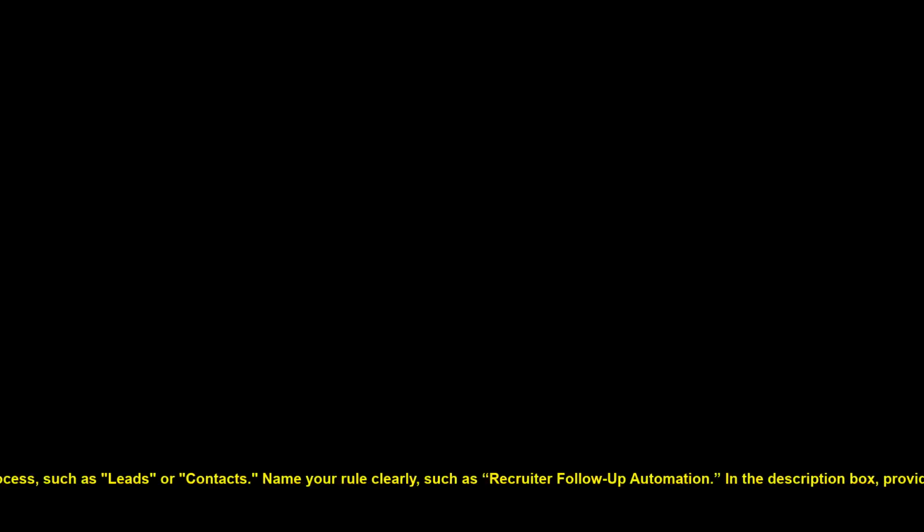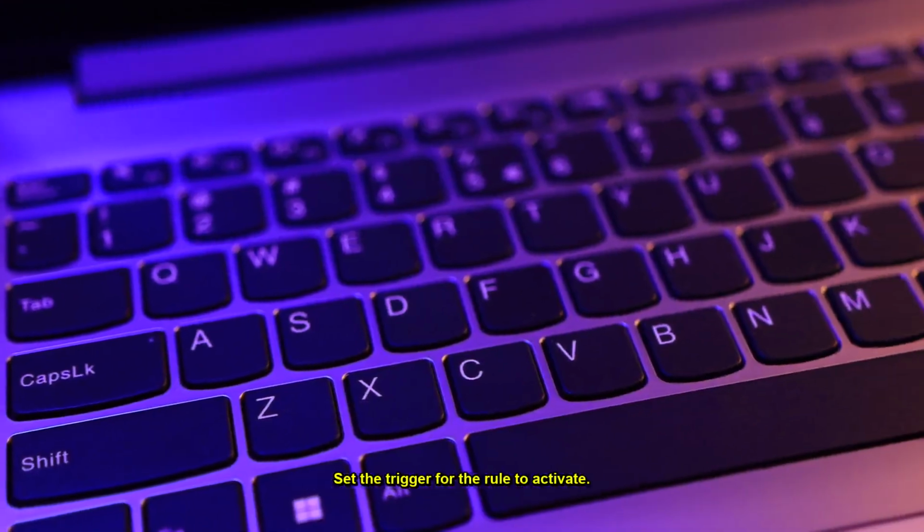Choose the module relevant to your recruitment process, such as leads or contacts. Name your rule clearly, such as Recruiter Follow-up. Set the trigger for the rule to activate. Select options like when a record is created or when a record is edited.